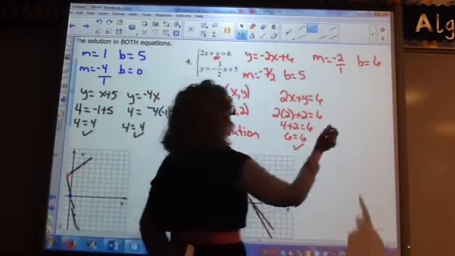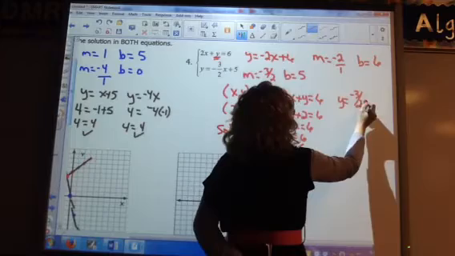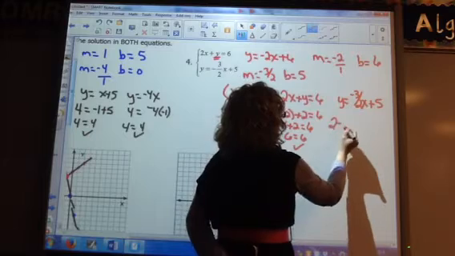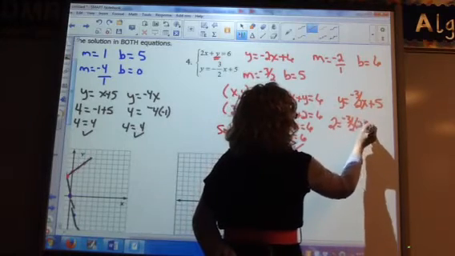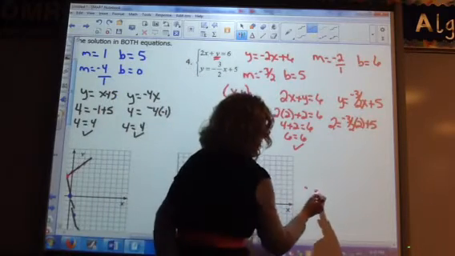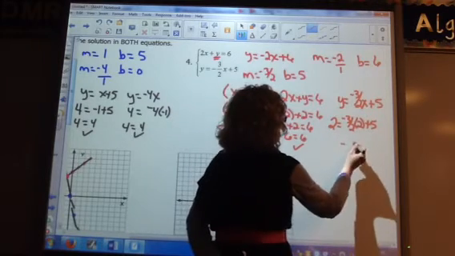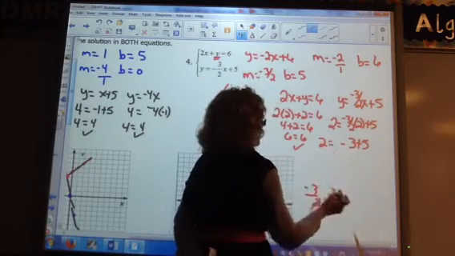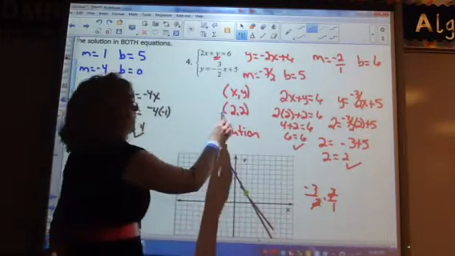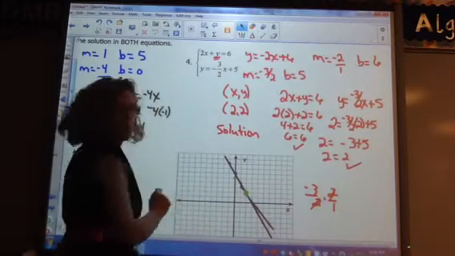Let's check our second equation here. So I have y equals negative 3/2 x plus 5. Let's substitute in for our x and y. 2 equals negative 3/2 times 2 plus 5. We need to simplify that right side. So if I have negative 3/2 times 2, I can cancel out those 2's and get negative 3. And then negative 3 plus 5 is 2. So this point is also on this line. Therefore, that ordered pair is a solution to this system of equations.